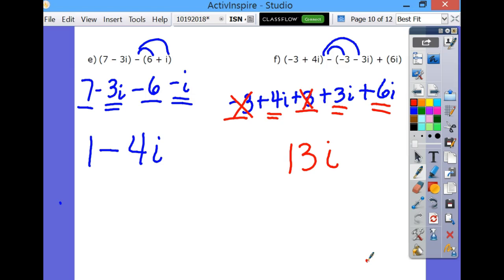To add, you simply combine like terms. To subtract, you distribute the negative and then combine like terms.